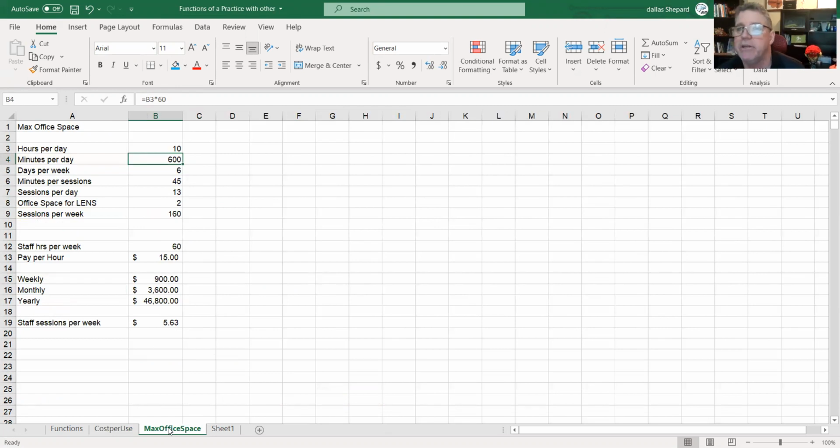Maximize office space. In our Colorado Springs office, I have 2 offices that are dedicated for lens. If I was open for 10 hours a day, not saying that it's me doing all the work all the time, this is actually bringing on other practitioners to do this, but just theoretically, if I'm open 6 days a week, this number can be changed to whatever it is that you want.